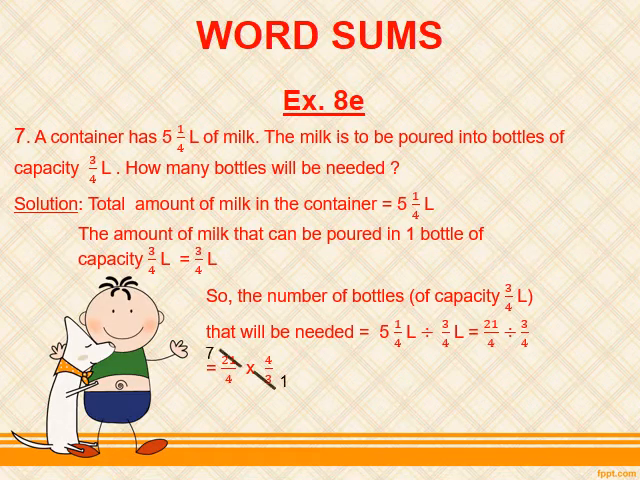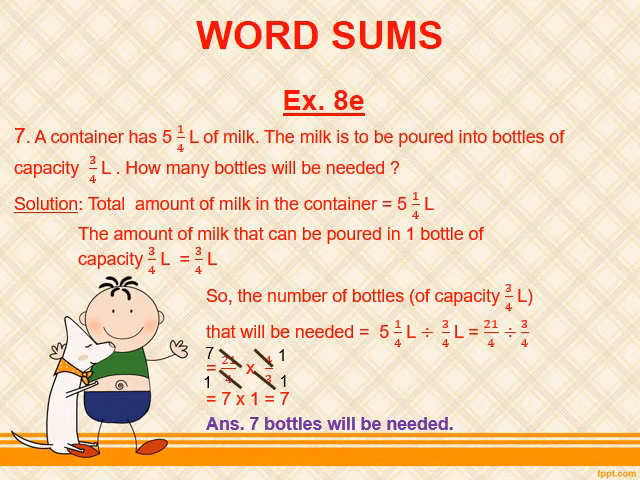Now children, we can divide 21 in the numerator and 3 in the denominator by the common number 3. So 21 divided by 3 is equal to 7 and 3 divided by 3 is equal to 1. In the same way, we can divide 4 in the numerator and 4 in the denominator by the common number 4. So 4 divided by 4 is equal to 1 and 4 divided by 4 is equal to 1. So what is left? 7 multiplied by 1 is equal to 7. Therefore, our answer is 7 bottles will be needed.